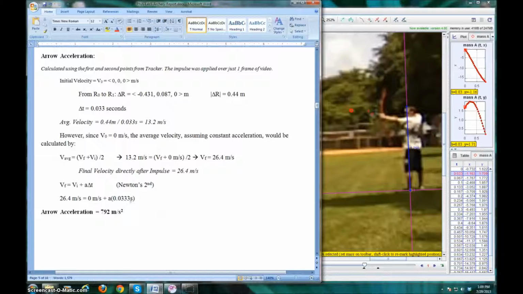And using that, I can find the acceleration by using the final velocity is equal to the initial velocity plus the acceleration times the time, which is a version of Newton's second law. And I found my acceleration to be 792 meters per second squared.